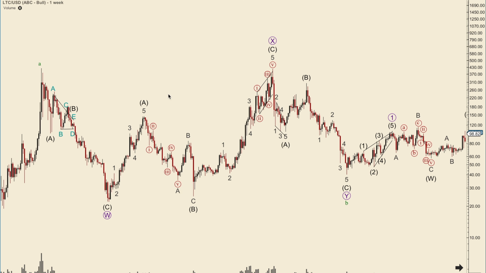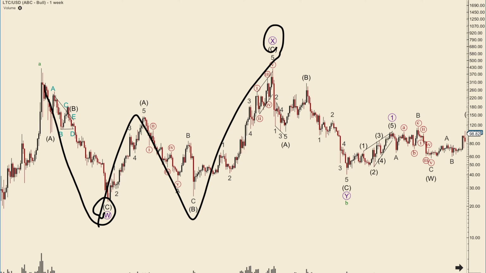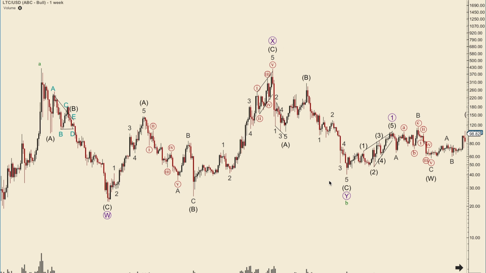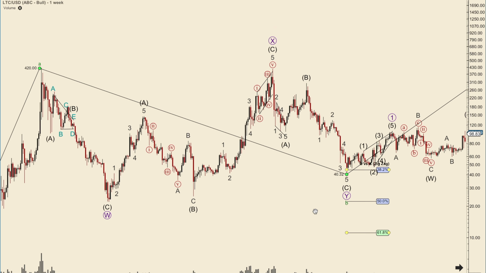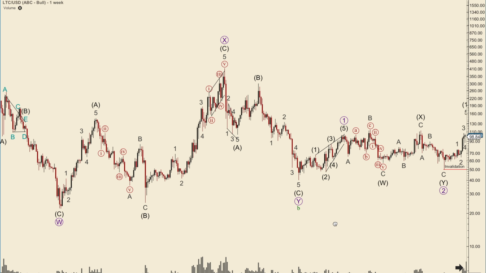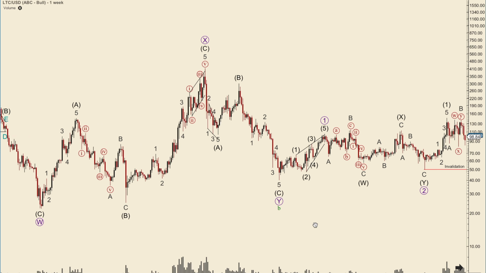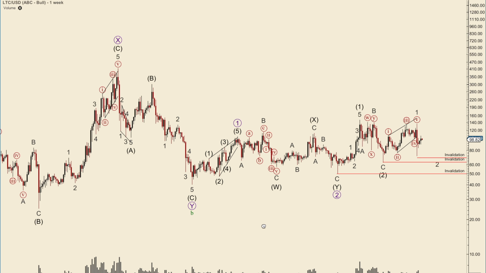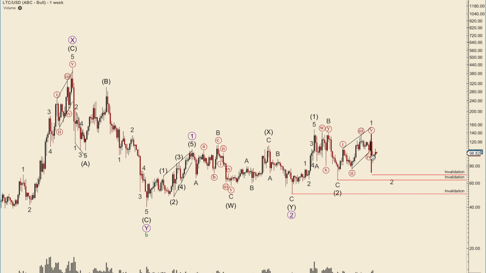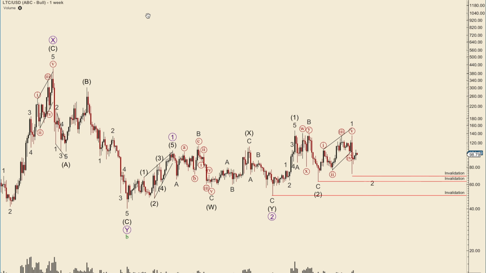You have a W and then ABC into a wave X, ABC into a wave Y to finish wave B, which is perfectly fine. It's within time as well, and also all the criteria for a wave B common target are hit. It's just a matter of keeping an eye out on the invalidations, but we'll get to that in a bit.